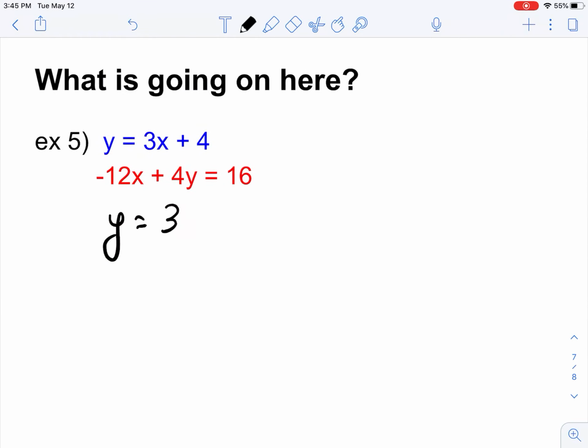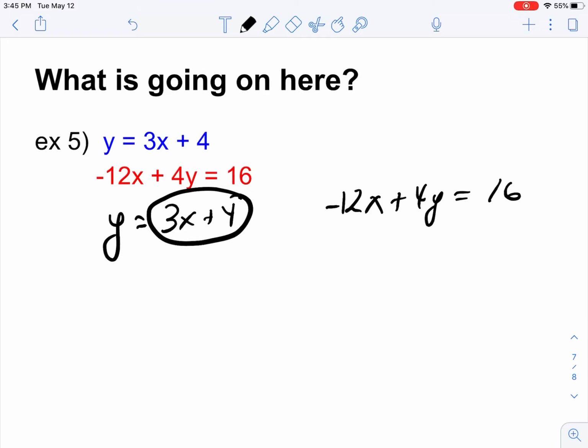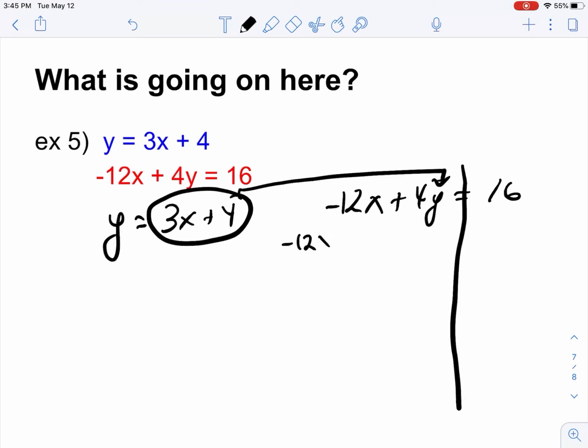And finally, a similar one. Okay, the y is alone in this one. y is equal to 3x plus 4. Let's take it to the other equation and plug it in for y. We keep our negative 12x. We keep our plus 4, and then we put parentheses. So 4 multiplies what we replace y with. Replace y with 3x plus 4. Close the parentheses, equals 16.